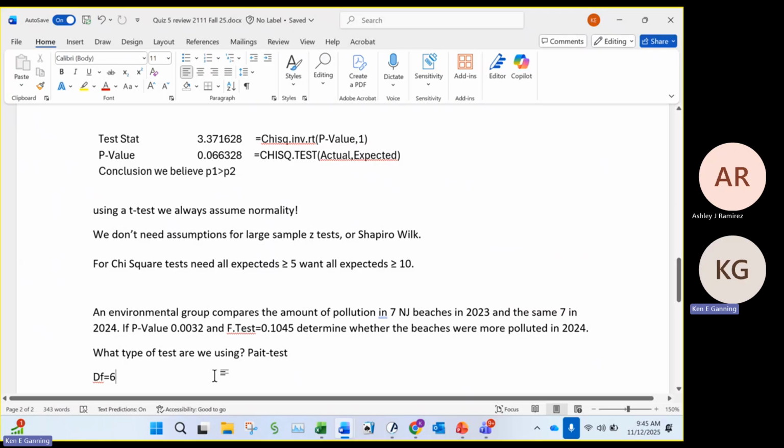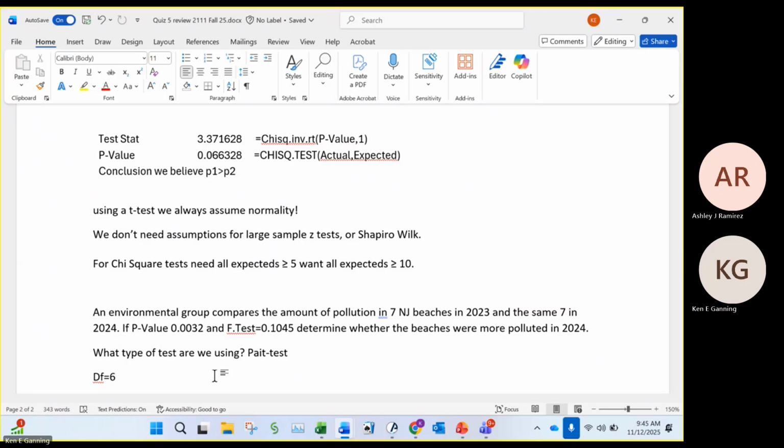Degrees of freedom equals 6. Why 6? n-1 or m-1, yes, or 7 pairs. We have 7 pairs in total. Subtract 1, we got 6 pairs. Oh, sorry, we got 6 degrees of freedom.